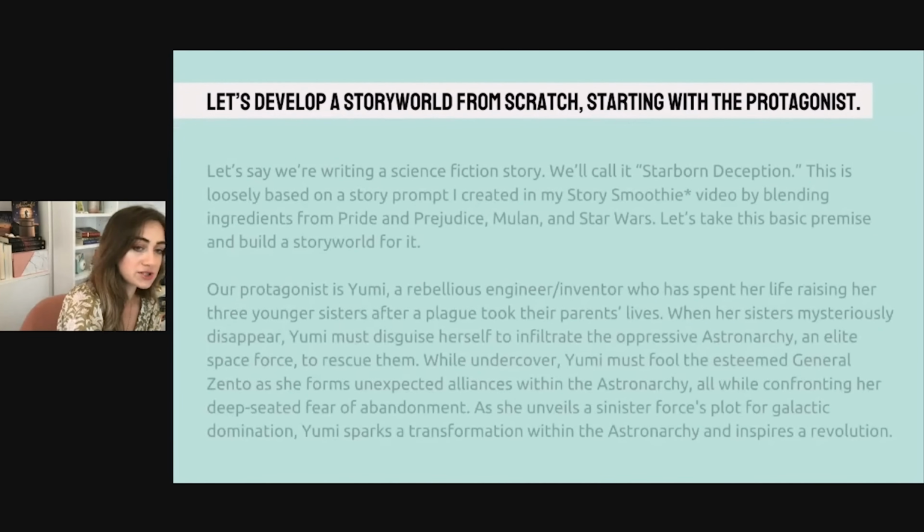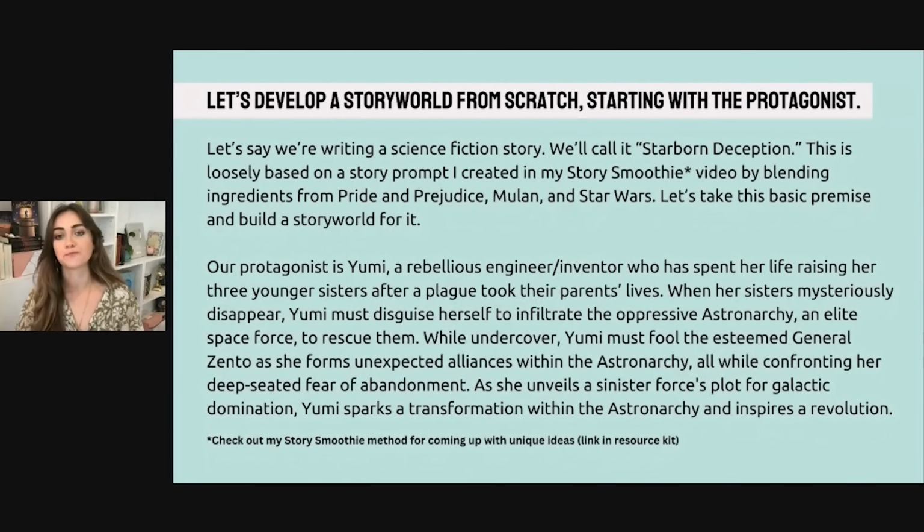So I want to show you what this looks like in an actual story example. And we're going to do this sort of like workshopping it. So we're going to actually develop a story world from scratch today, starting with the protagonist. So let's say we're writing a science fiction story. We'll call it Starborn Deception.